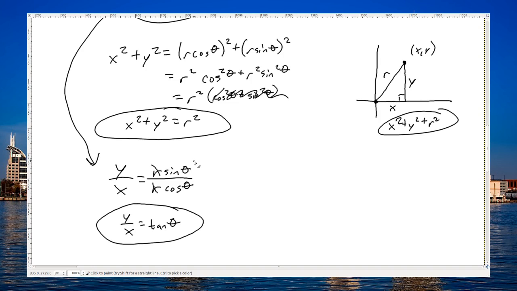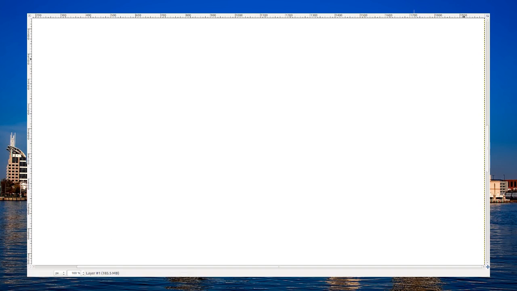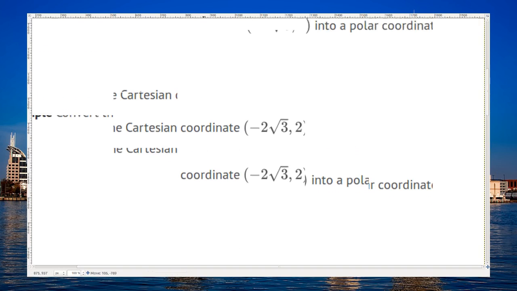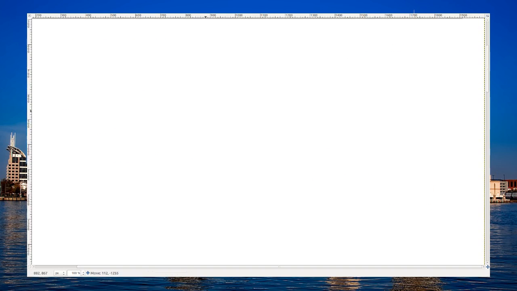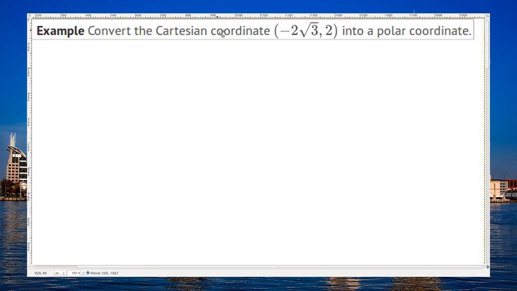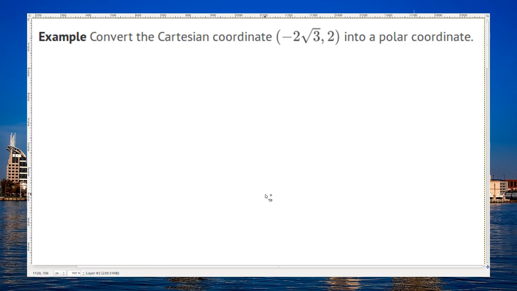Okay, let's work on a few different examples. We're going to convert this Cartesian coordinate into a polar coordinate. So let's take a look at that. We have an x and a y, and to turn this into a polar coordinate, we're going to need to use these other two equations.